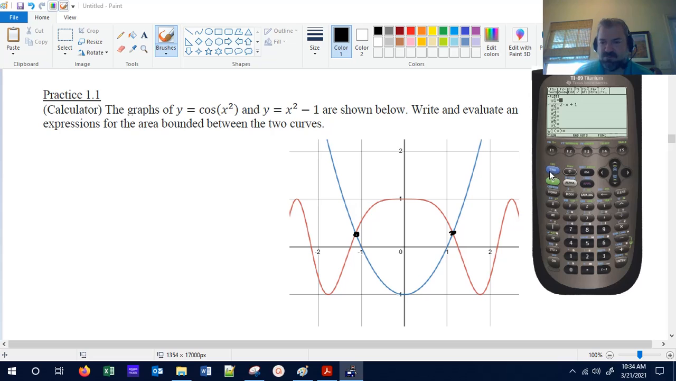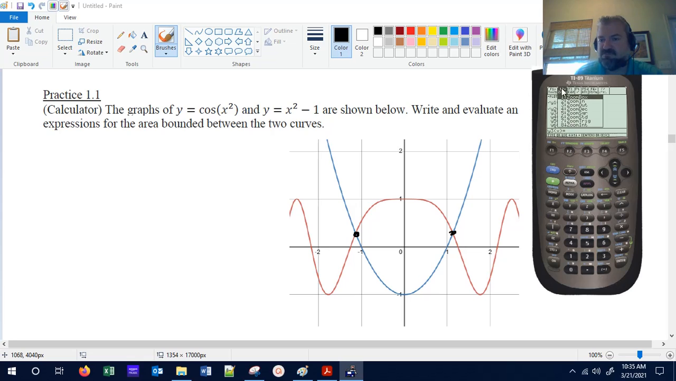So I'll start with cosine. And keep in mind, if your calculator does not say radians, you will not get the right answer. We don't ever do calculus in degrees. It's a disaster. All right, and then on the next one we have x squared minus 1.